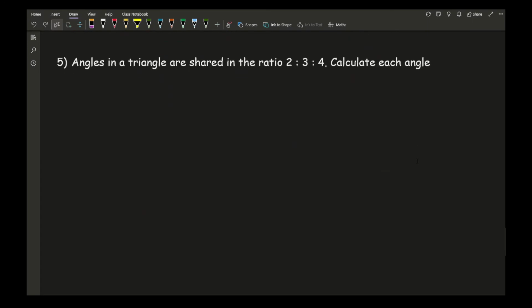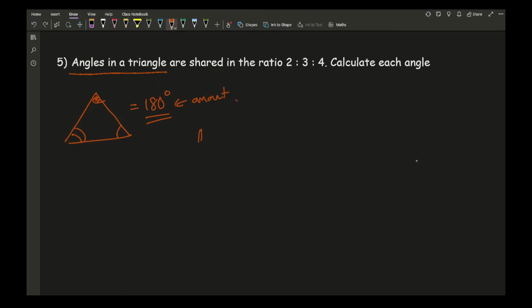So here we've got angles in a triangle are shared in the ratio of 2 to 3 to 4. And the question is asking us to calculate each angle. Now there is a clear thing missing in this particular question, and that is the total. I haven't got an amount to share. Now the key in this is the fact that we're talking about angles in a triangle. The key thing to note is that angles in a triangle, so these 3 angles here, all add up to 180 degrees. So this is my actual amount.